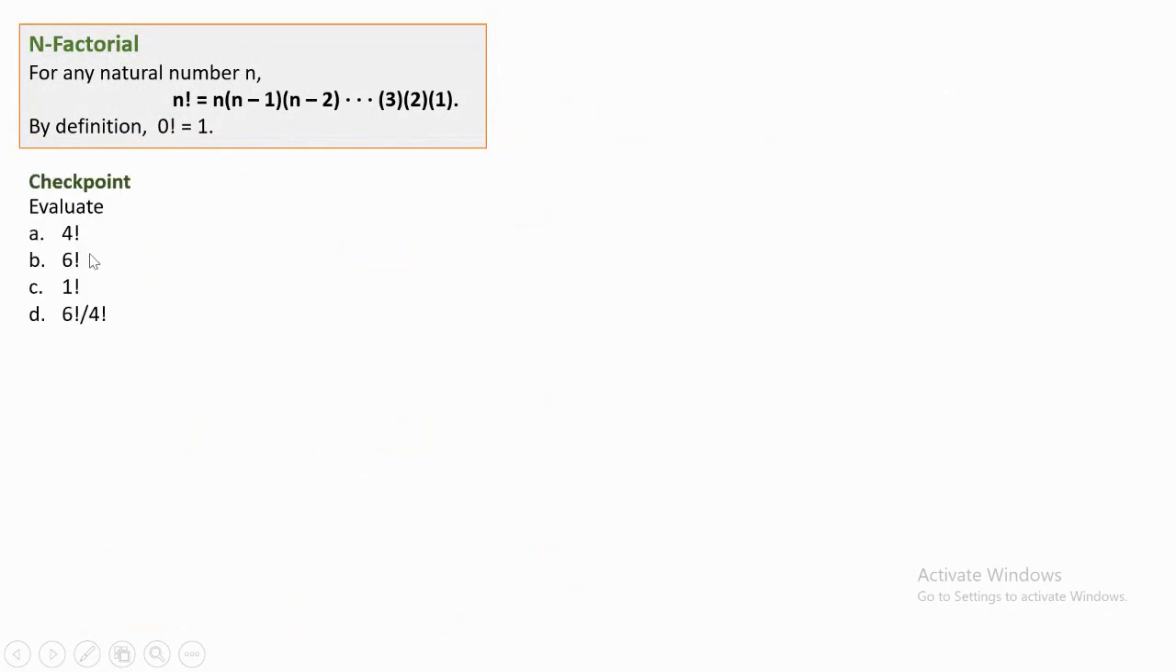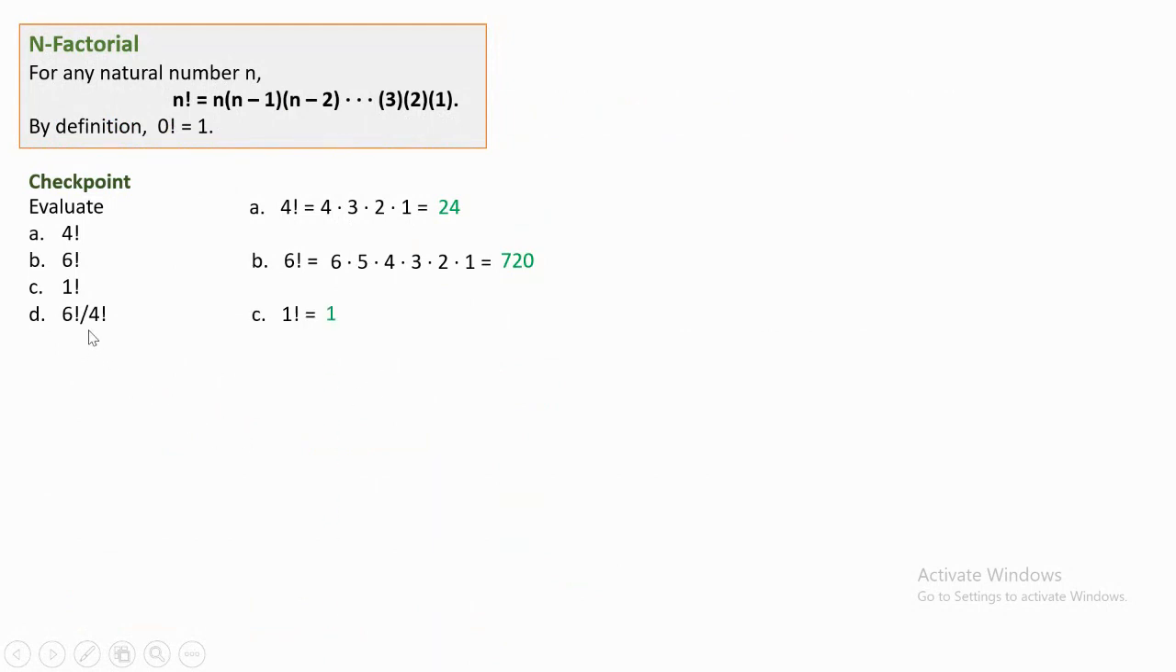Okay, so checkpoint. Evaluate 4 factorial. So 4 factorial will be the same thing as 4 times 3 times 2 times 1. That's what this definition means here. You multiply them out, it will be 24. 6 factorial will be 6 times 5 times 4 times 3 times 2 times 1. If you multiply those numbers out, it will give you 720. C, 1 factorial will just be 1.